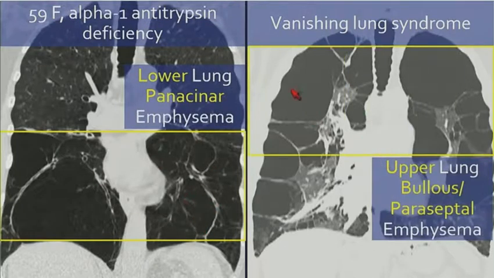And also, this tends to be an upper lobe bullous emphysema, paraseptal emphysema, rather than pan-acinar type. And so you can see that this extends from the lung periphery inward.